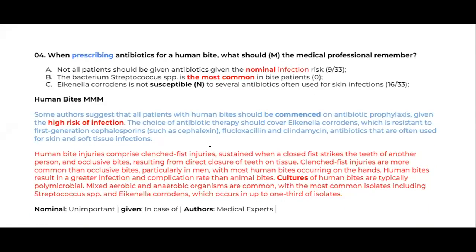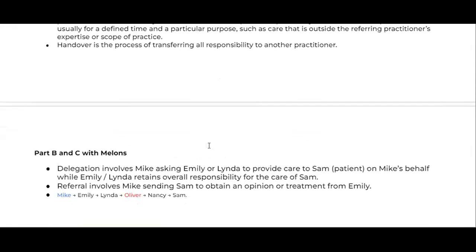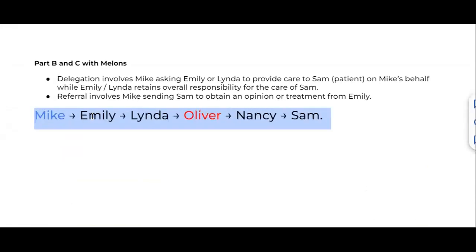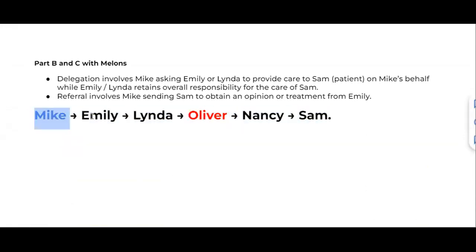Now let me go to the last part. There is one more thing I want to share with you today. I'm trying to make your part B easy. We have some characters here. Can you see them? Mike, Emily, Linda, Oliver, Nancy, and Sam. This may be beneficial for some of you. I'm sharing it, Alvin, everybody. You can notice this and try to apply it in your reading and let's see whether that is working or not.